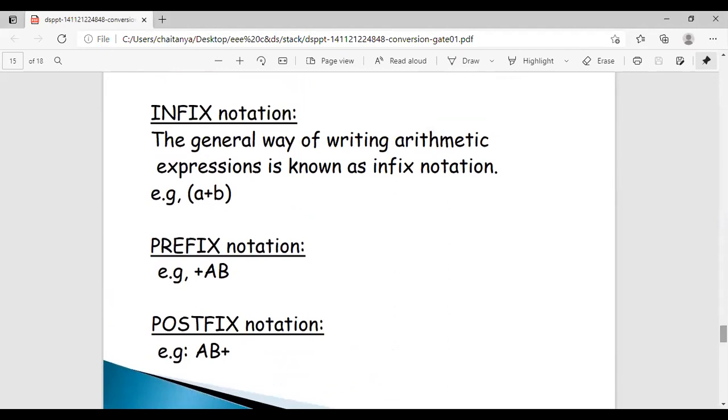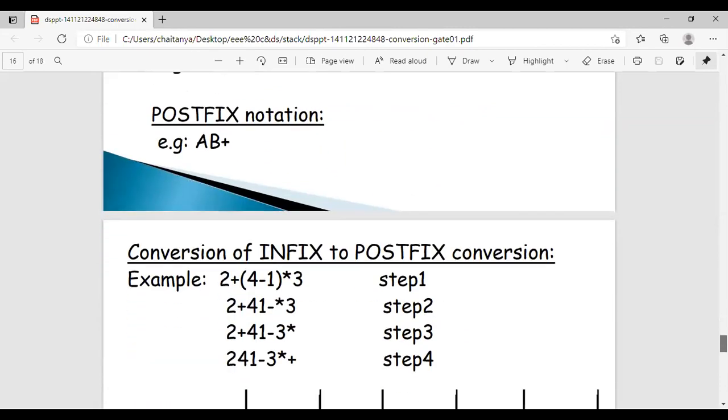So this is infix, prefix, postfix: a plus b, plus a b, a b plus. In general, prefix and postfix notations are used by the system. Infix notation is used by the programmer, that is, the people who write the programs. Now, how will the infix expression that we have written in a C program be evaluated? First it will be converted to postfix.